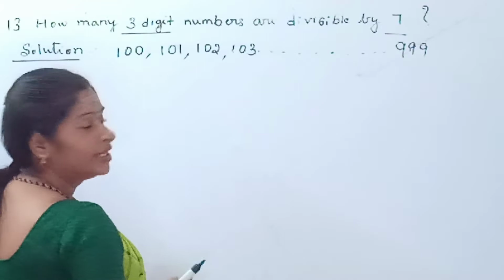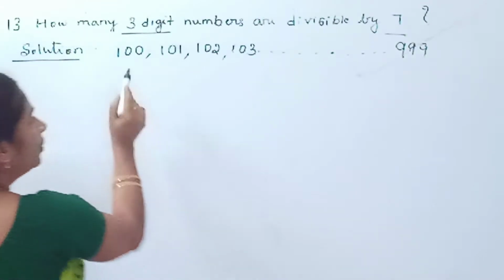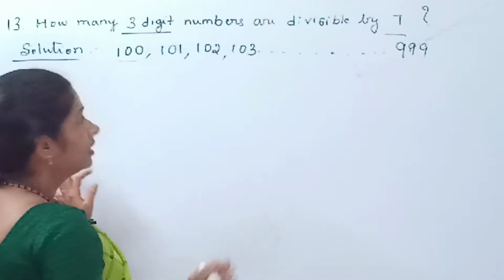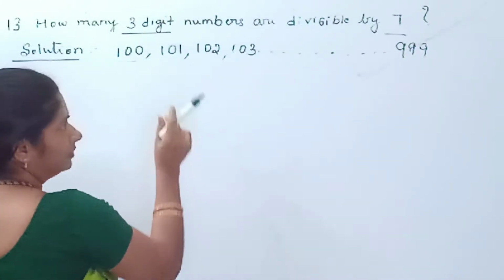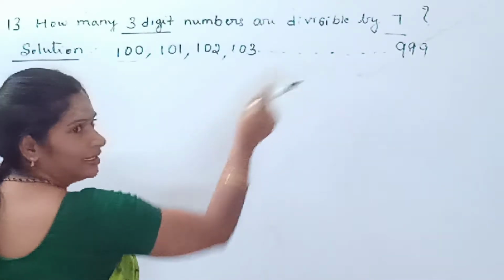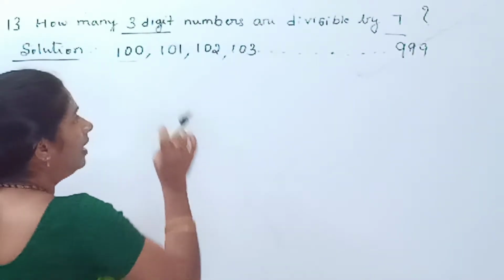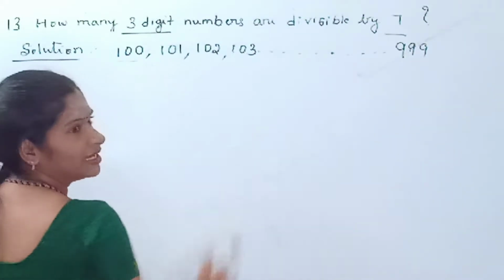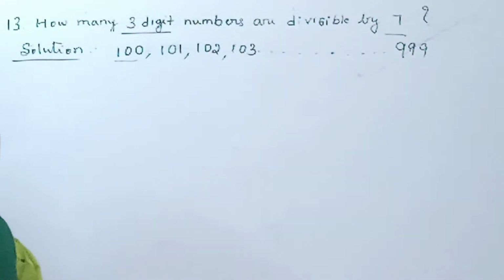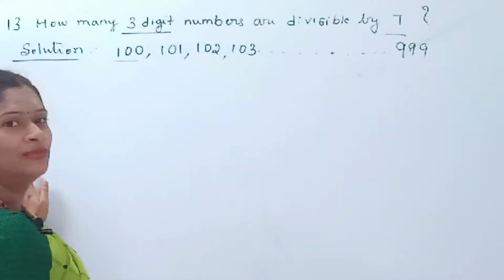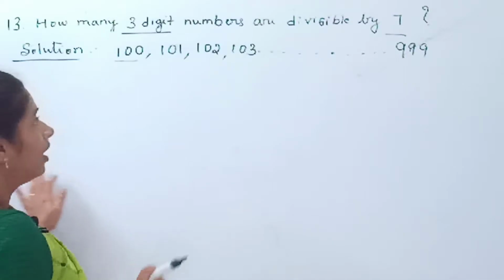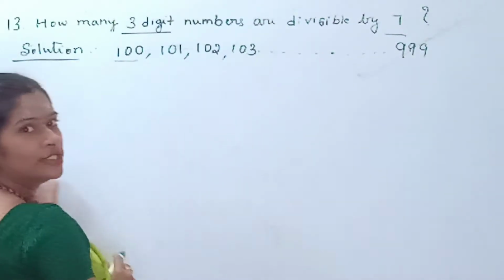Is it clear? First we have to check whether 100 is divisible by 7 or not. Next 101, is it divisible by 7 or not. 102, 103, like that, we have to check and find out which numbers are divisible by 7. Let us check 100 is divisible by 7 or not. How will you check, children? You can use divisibility test. What is the divisibility rule of 7?